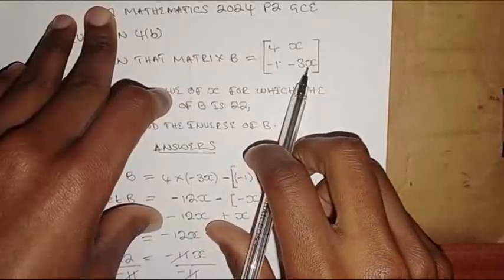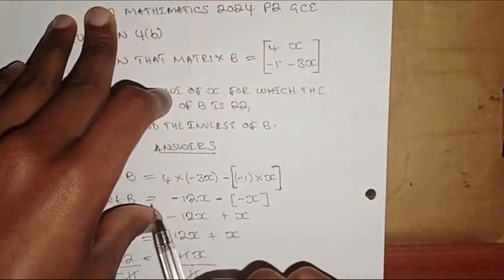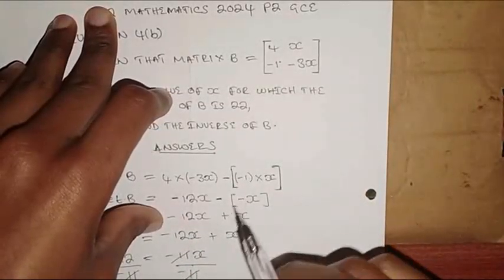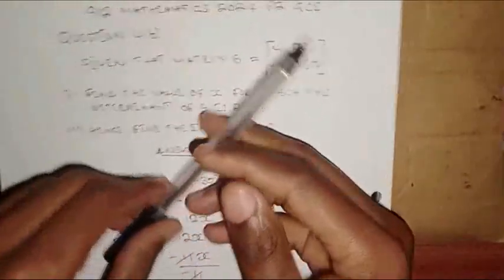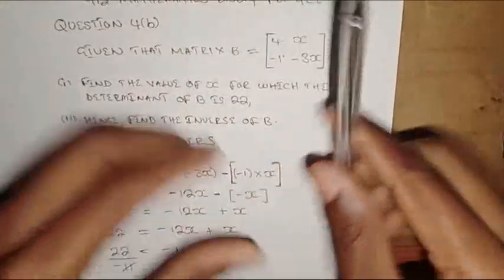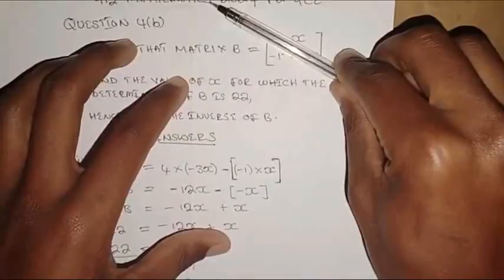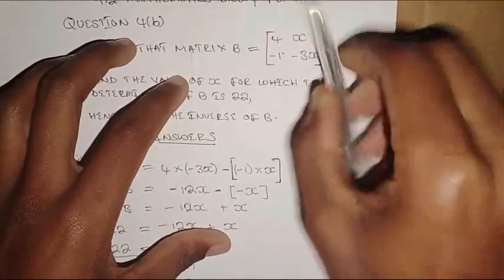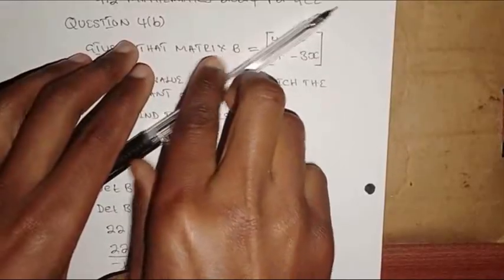Here where there is negative 3x, we put a 4. So that's how we do it. Then the trailing diagonal is this other diagonal. If you think of it, it's like an X. This side is the leading diagonal. That side is the trailing diagonal.